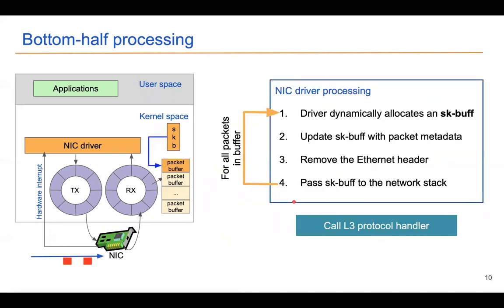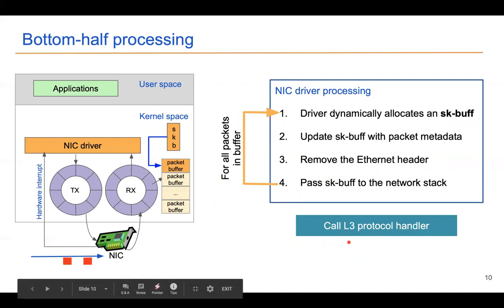Let's continue with bottom half processing. The allocated skbuff is updated with the packet metadata. The Ethernet header is removed and the skbuff structure is passed to the network stack. This process is repeated for all the packets in the buffer. Finally, the layer 3 protocol handler is called.